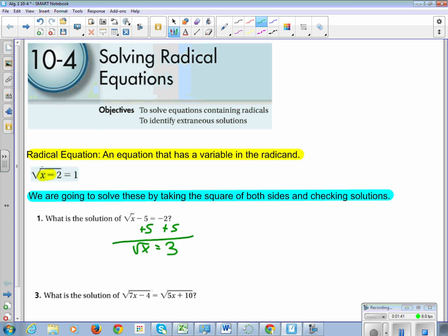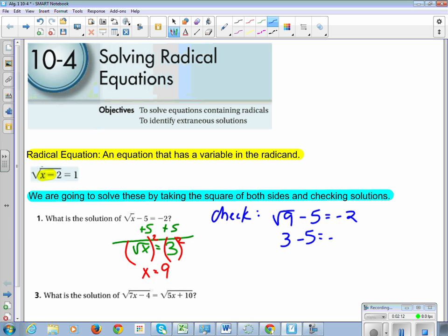Then we are going to square both sides, because the only way to get rid of a square root is to square. And when we do that, we see that x is equal to 9. And then make sure we check our answers, because sometimes things get squirrely when we have square roots. So we're going to check to make sure that 9 works in this problem. And we get negative 2 equals negative 2. Chickadee check.